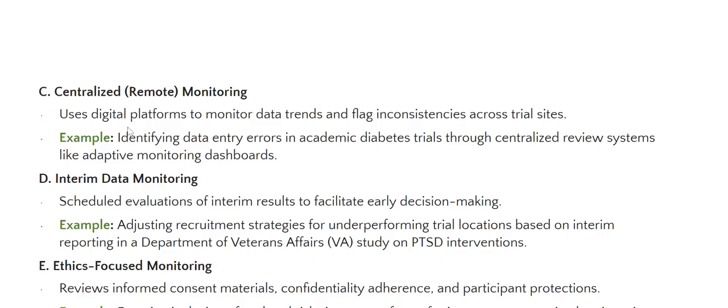As in, centralized remote monitoring uses digital platforms to monitor data trends and flag inconsistencies across trial sites. Example: identifying data entry errors in academic diabetes trials through centralized review systems like adaptive monitoring dashboards. Interim data monitoring, and here interim means the data that's coming from or being created through trials that are still ongoing, not ended yet. So, scheduled evaluations of interim results to facilitate early decision making.